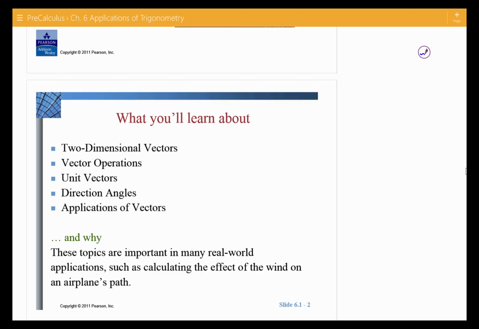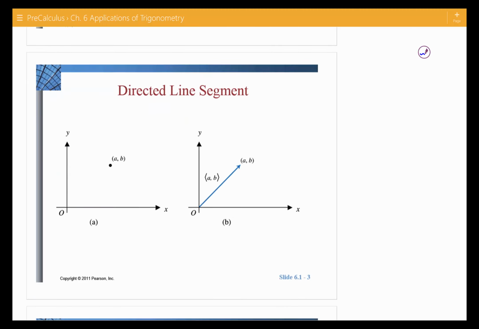Those of you that have taken physics know this already. You can use vectors to represent velocity, acceleration, all kinds of different things, or the effective wind on an airplane's path, or displacement, all kinds of areas where we can use vectors to help us simplify and make sense of things. All right, so what a vector is, it's a directed line segment.